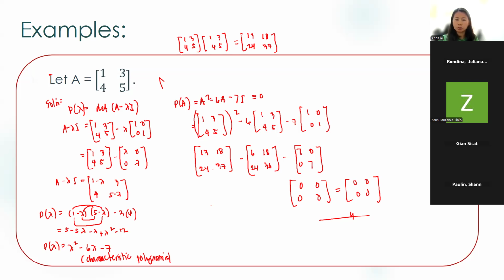Then we compute. We have 13 minus 6 minus 7, 0. 18 minus 18 minus 0, 0. 24 minus 24 minus 0 is 0. 37 minus 30 minus 7 is 0. This is equal to, again, the 0 matrix. So we equate this. Once we achieve this last result here, now our characteristic polynomial is correct.